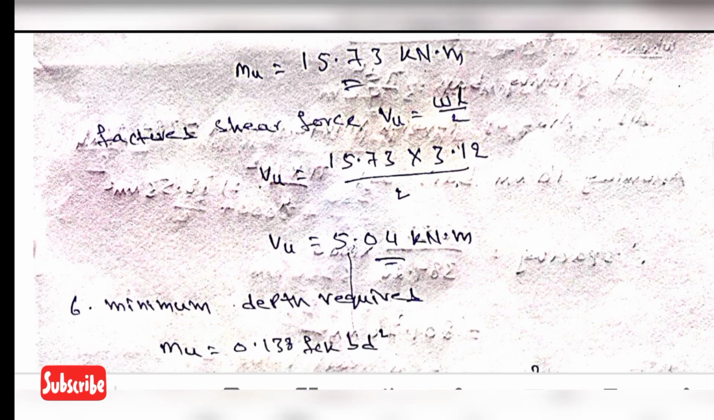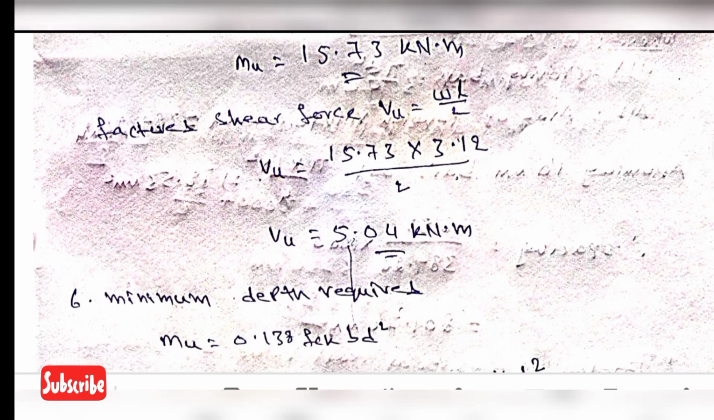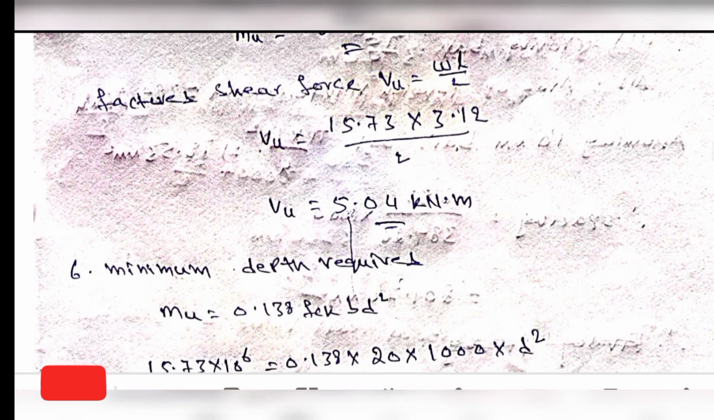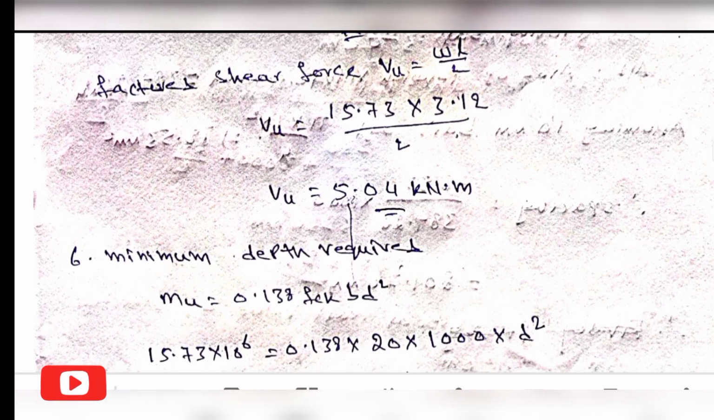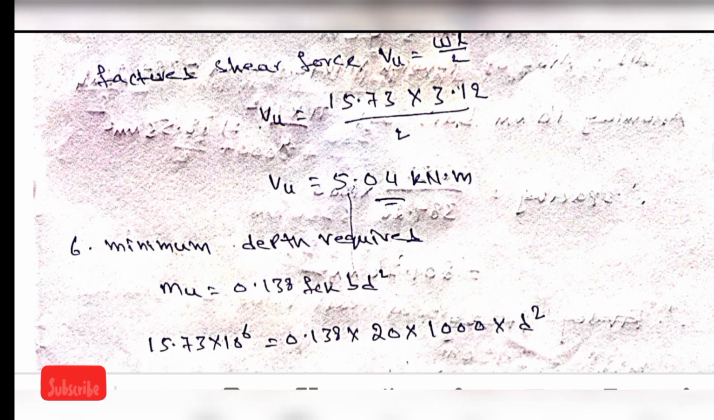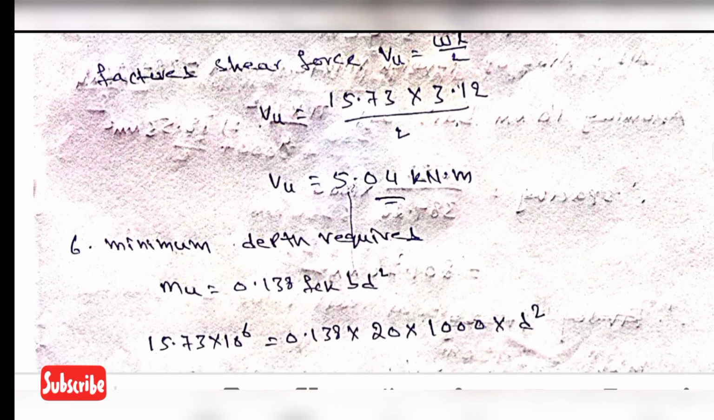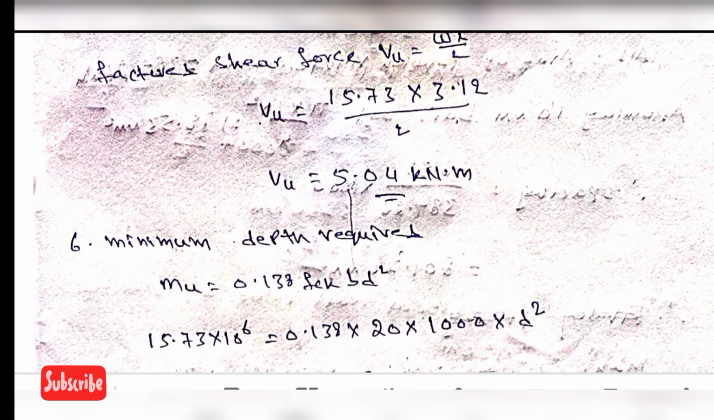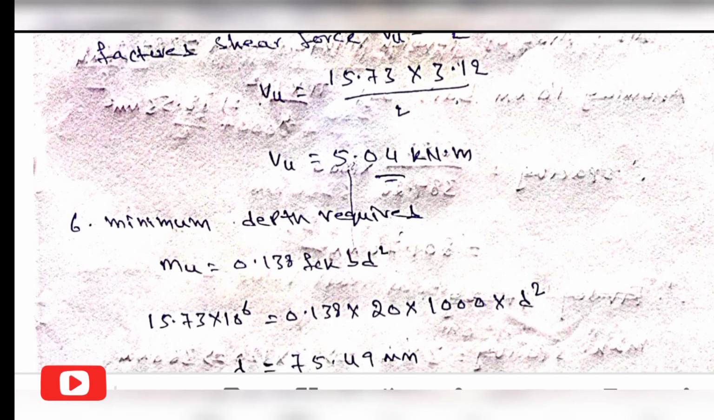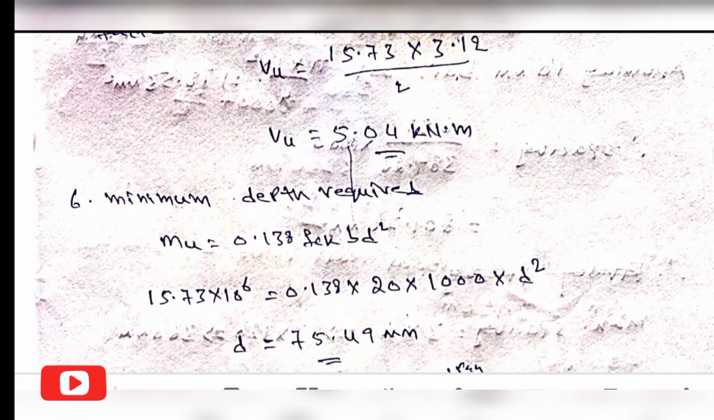Then again calculate the shear force. Shear force is WL by 2. W is the total factored load into clear span, 3.12 by 2. Then the factored shear force is 5.04 kilonewton meter.